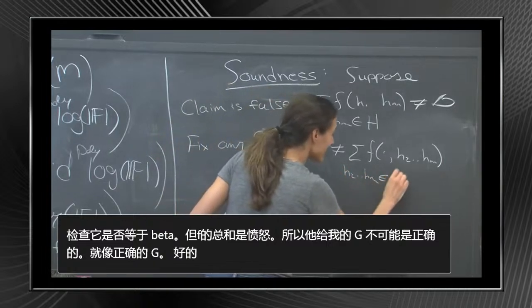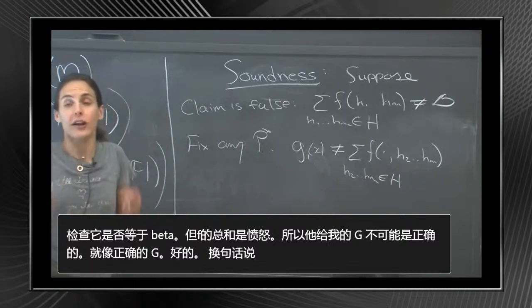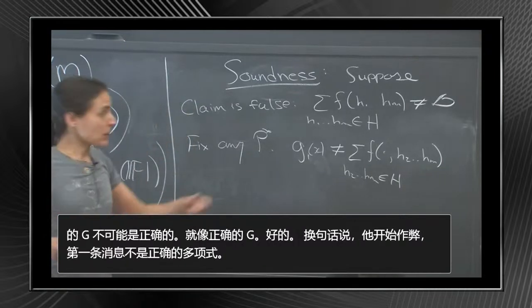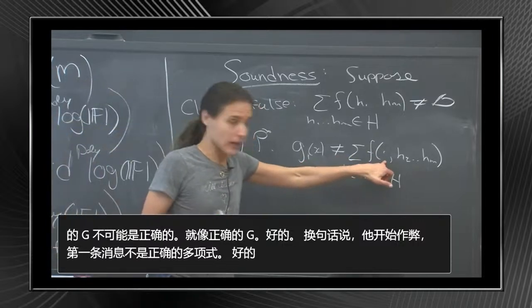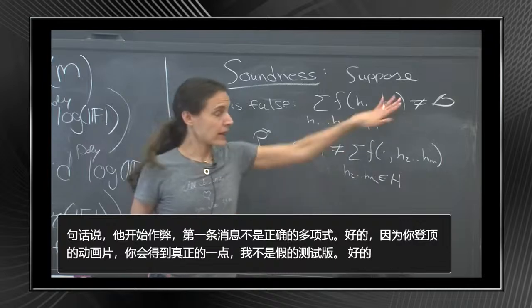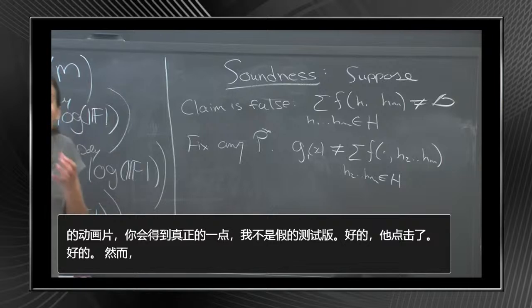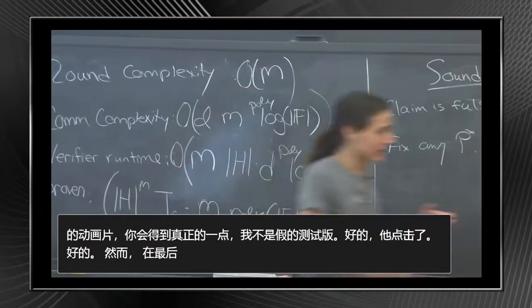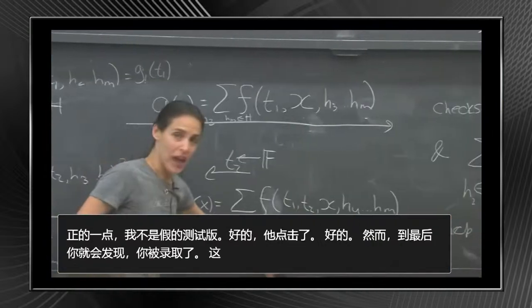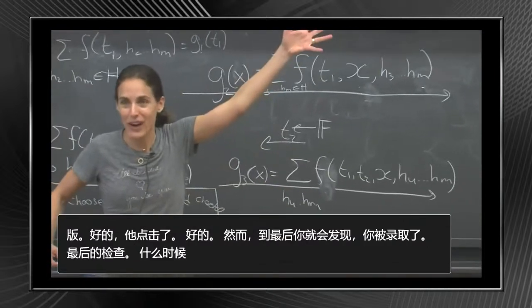Okay, so in other words, he starts the protocol with a cheat. The first message is not the correct polynomial, because if you sum the correct polynomial, you'll get the real beta, not the fake beta that he claimed. However, at the end of the day, if you're accepted, the final check is done with respect to the honest F, right?